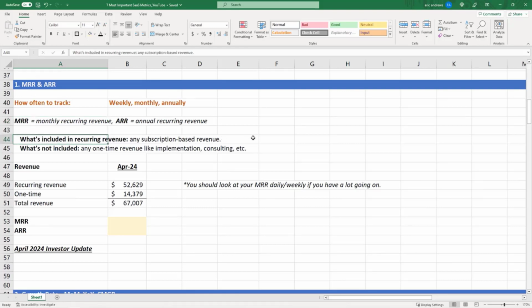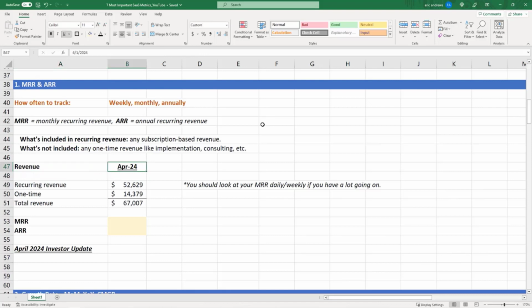So what is included in recurring revenue? Recurring revenue is any subscription-based revenue. What is not included is any one-time revenue like implementation, some kind of consulting, etc. Do not report that in your recurring revenue.